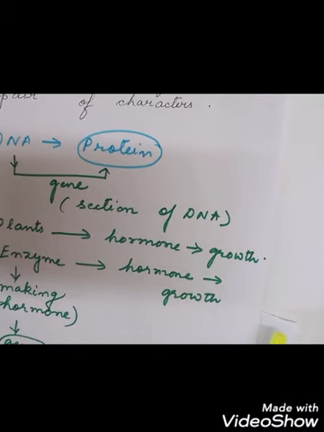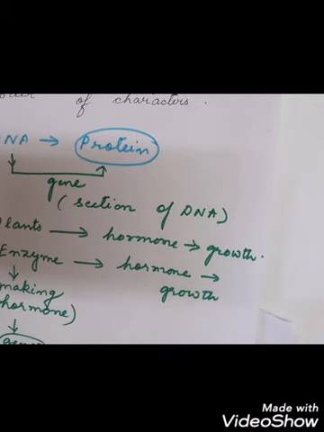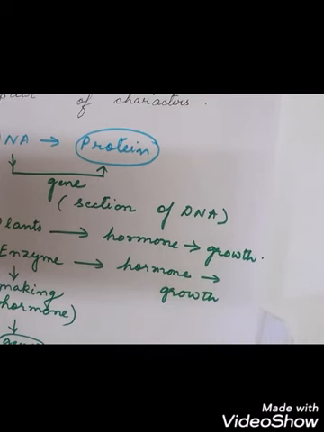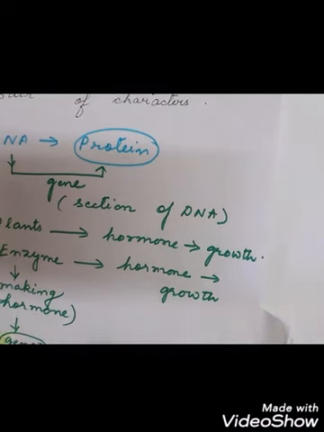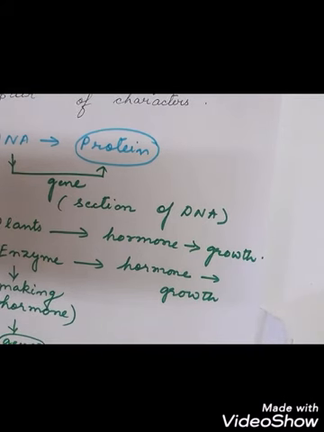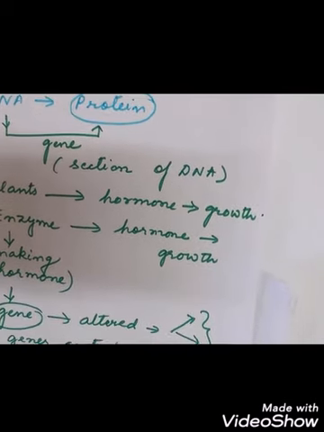If the enzyme works efficiently, then there will be a lot of hormones for the growth, and if the enzyme does not work efficiently, then there will be very little growth, because the hormones will also be less. So there are some genes for these enzymes. Genes means the section of the DNA that will code for the protein. So there are some genes for the enzymes also, which if altered, if any change is there, then the growth and development of the plants and the animals will also be altered.